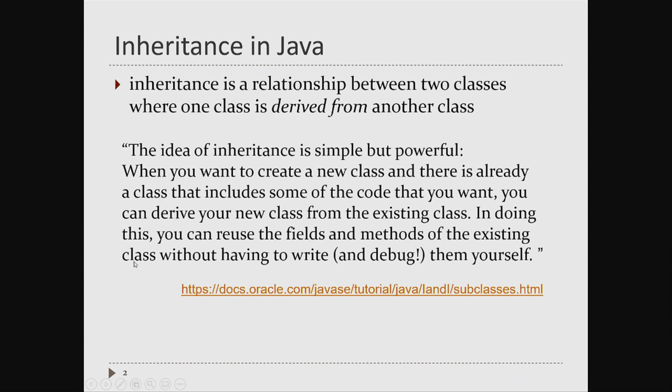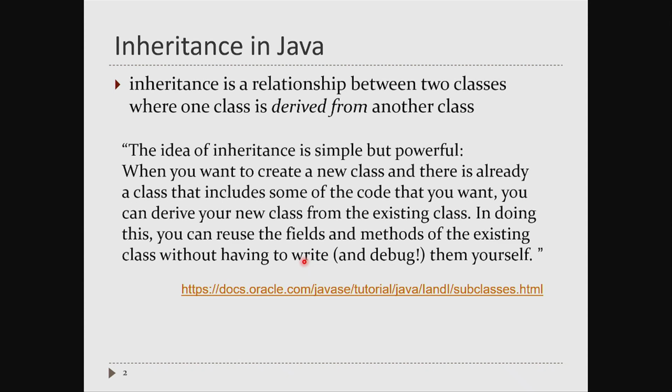There's this quote here from the Java tutorials. I'll just quickly read it. The idea of inheritance is simple but powerful. When you want to create a new class, and there's already a class that includes some of the code that you want, so that's kind of important right there, you can derive your new class from the existing class. In doing this, you can reuse the fields and methods of the existing class without having to write and debug them yourself.